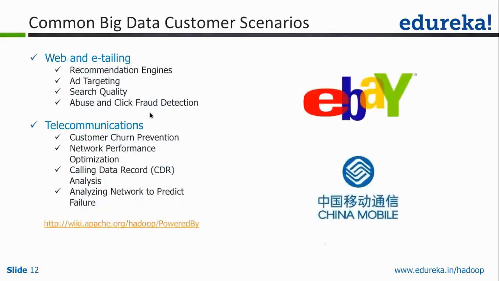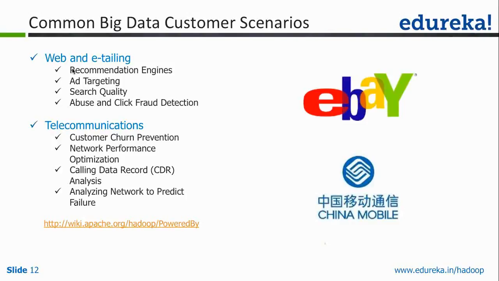So in this section, we will be looking at some of the big data customer scenarios, the use cases where people are using big data analytics. eBay, for example, is using a lot of it in web and e-tailing. If you've gone there, you'll see recommendation engines which say that people who bought this also bought this, right? If you try to check out something from eBay or Flipkart, it will say people who bought this also bought this. That recommendation engine is done using big data analytics. In fact, Mahout is the tool used for building recommender systems.